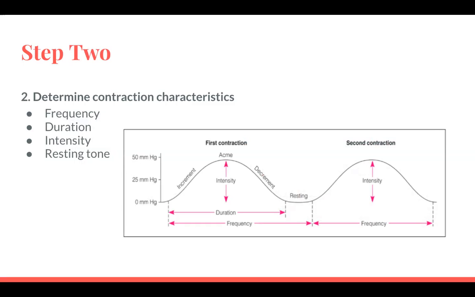The intensity is what you need internal monitoring or palpation to tell. Resting tone is also palpated, and you want to make sure the uterus rests between contractions, because you don't want the muscles to get too strained, and they need to be able to contract for the rest of the labor. That goes back to the powers that I was talking about, whether they're sufficient or not.